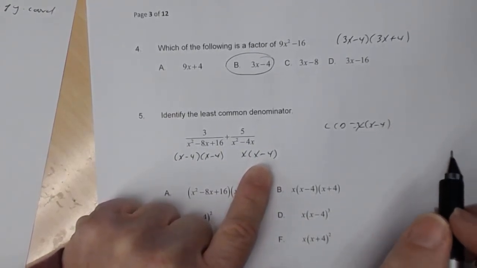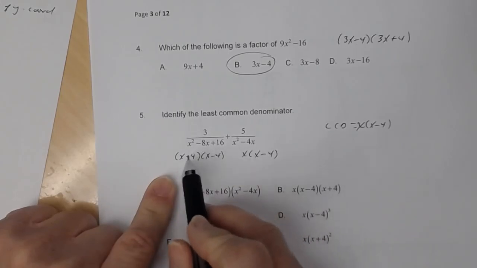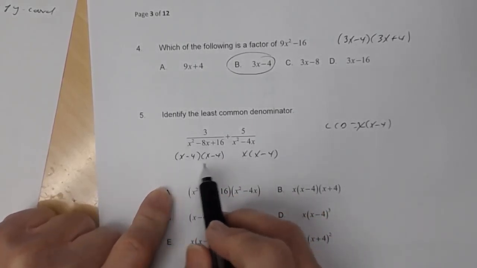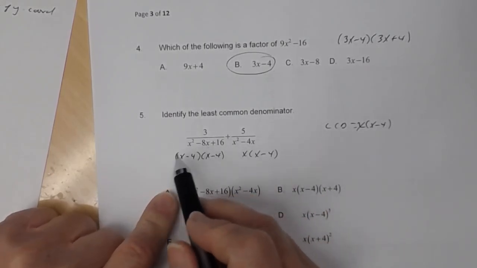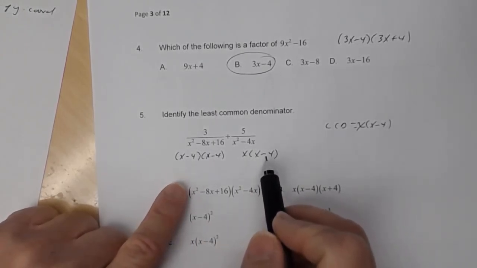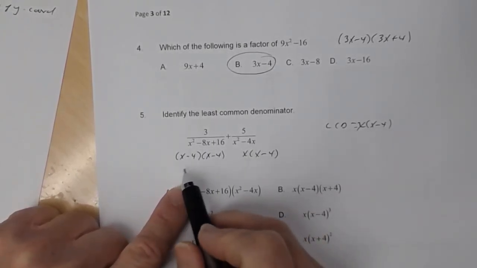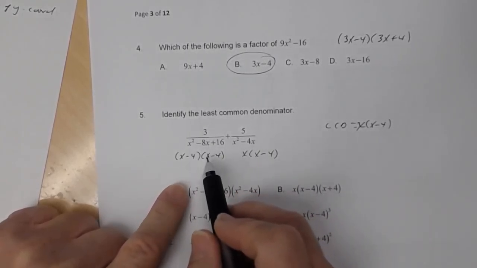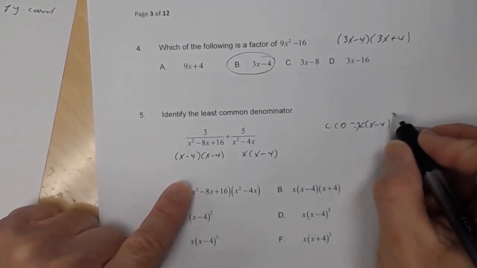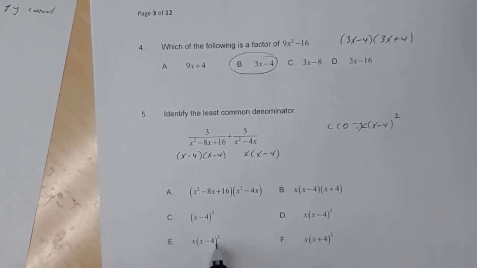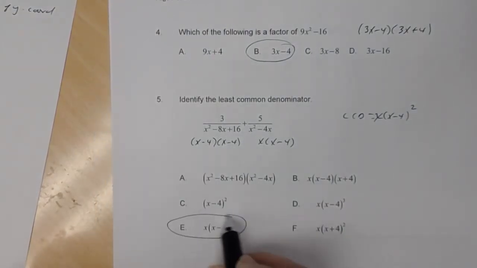Now here's the other thing you have to remember. How many factors of x minus 4 were in this denominator? Well, there were two, and how many were here? There was one, so you need two of them. So your least common denominator has to include the greatest number of factors that you see here. So for x minus 4, there are two here, there is one there. So in order to find the least one, I have to have this number. So your least common denominator is x times x minus 4 squared. So x times x minus 4 squared is E. So number 5, the answer is E.